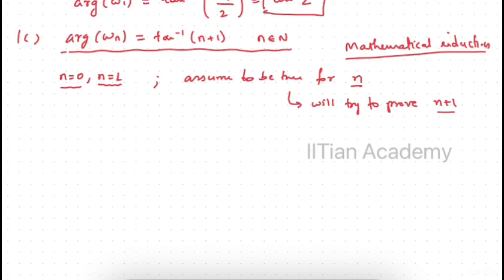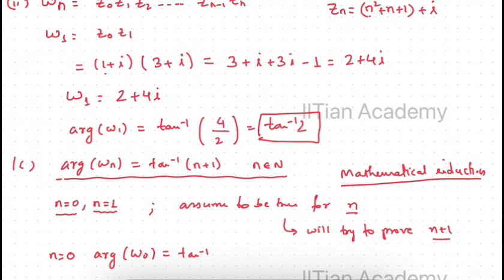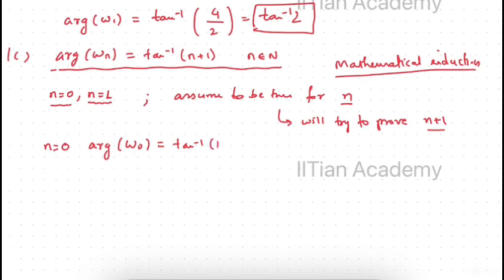So for n equals 0, this is the argument of w0, which is tan inverse of, what will be w0? w0 means z0, which is 1 plus i. So it is 1 plus i. So this will be tan inverse of 1, which can be written as tan inverse of 0 plus 1. So this holds for n equals 0.